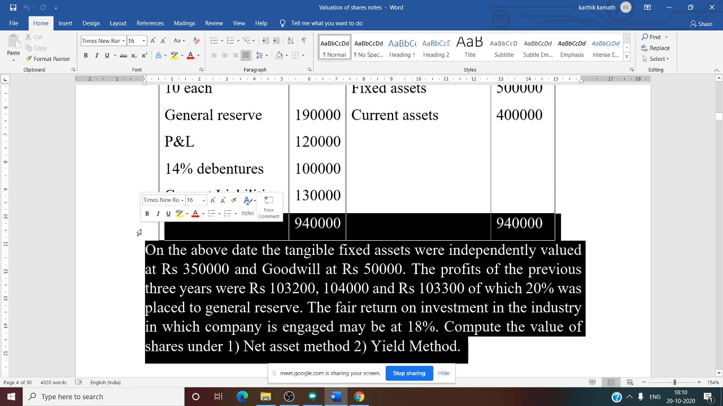On the above date, tangible fixed assets were independently valued at 3,50,000. Okay. And goodwill at 50,000. Profit of the previous 3 years is 1,03,200, 1,04,000 and 1,03,300, of which 20% was placed to general reserve. The fair return on the investment in the industry in which the company is engaged may be 18%. Compute the value of share under net asset method and yield method.